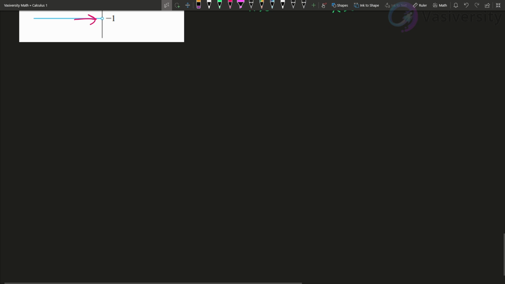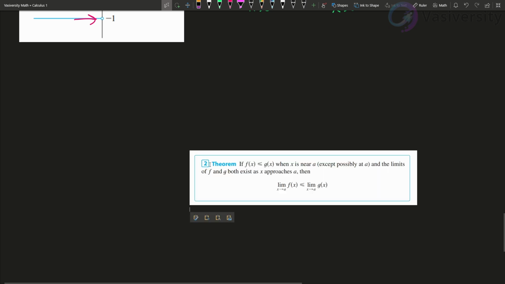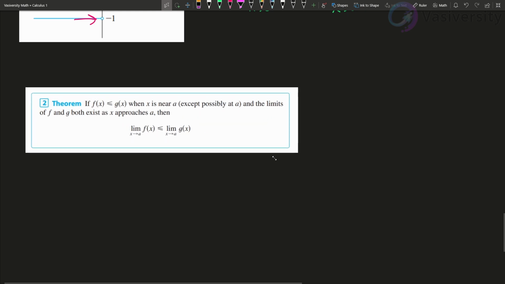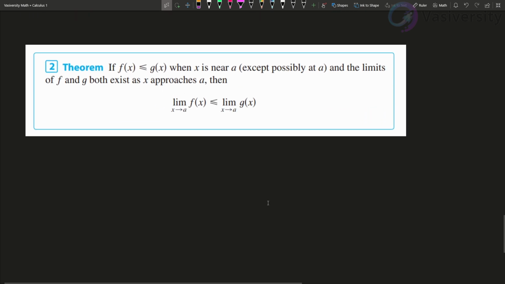Okay, now our second theorem. The second theorem is going to be the following. The limit comparison, theorem 2. If f of x and g of x are such that f of x is less than or equal to g of x when x is near a, possibly at a, and the limits of f and g both exist as x approaches a, then the limit of f of x is going to be less than or equal to the limit of g of x.